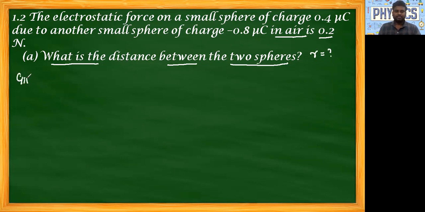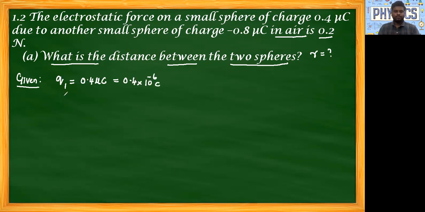Then, same as before, what are the given data? Two charges are given. Let us assume Q1 is equal to 0.4 microcoulomb. Here we simultaneously convert 0.4 microcoulomb into coulomb, that is 0.4 into 10 to the power of minus 6 coulomb.